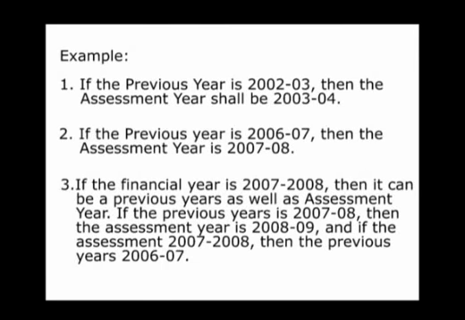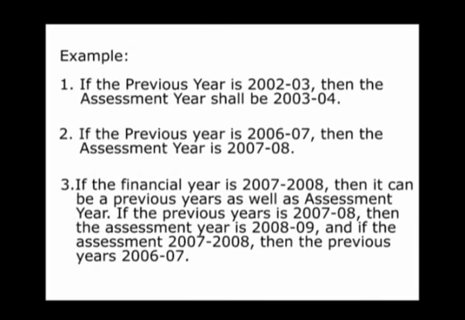We can explain the concept of financial year, previous year and assessment year by understanding some examples. Example number 1: if the previous year is 2002-03, then the assessment year shall be 2003-2004, because the next year following the previous year would be the assessment year. If the previous year is, for example, 2006-2007, then the assessment year is 2007-2008.